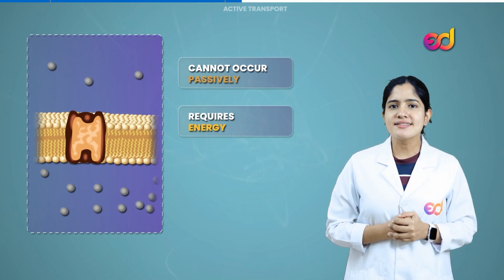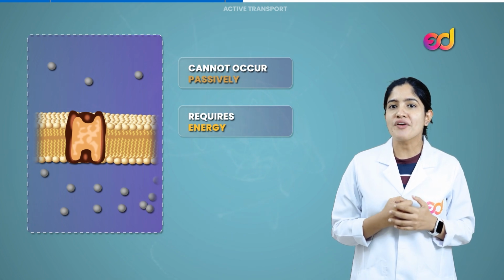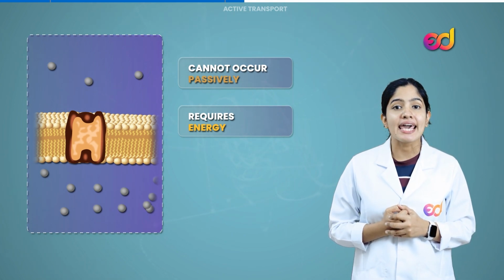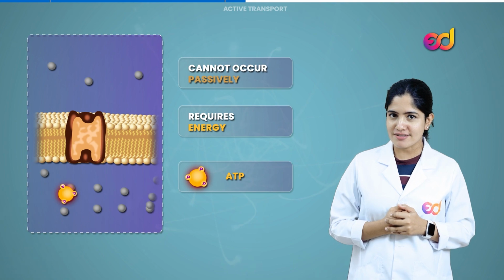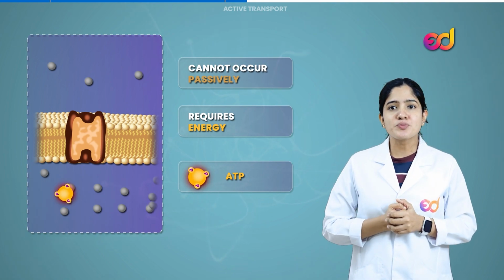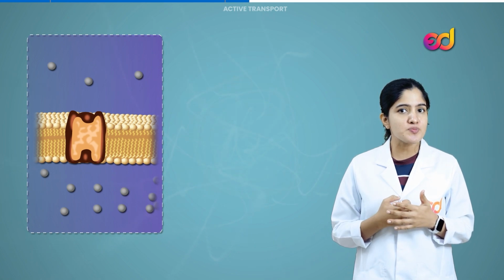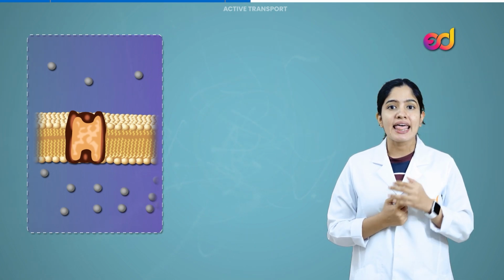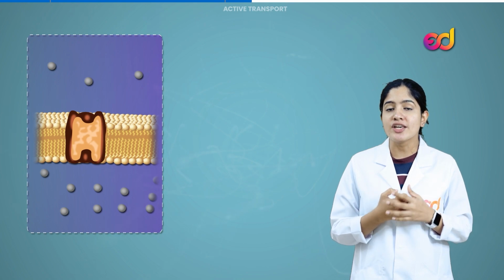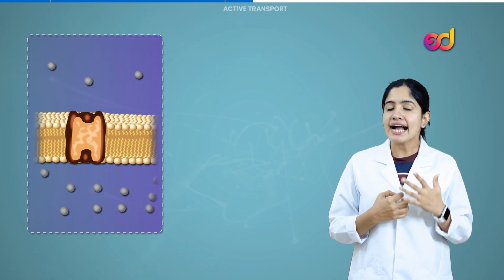Now the question is, what is the source of energy for these cells? It's our ATP, of course. So the energy is provided by the breakdown of this ATP. When coming to the specialized membrane proteins, that's our carrier proteins which are involved in active transport.